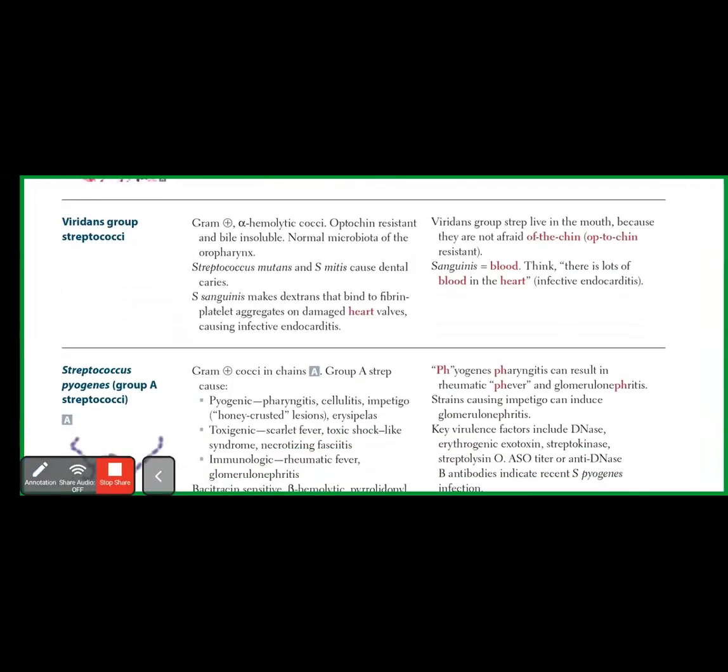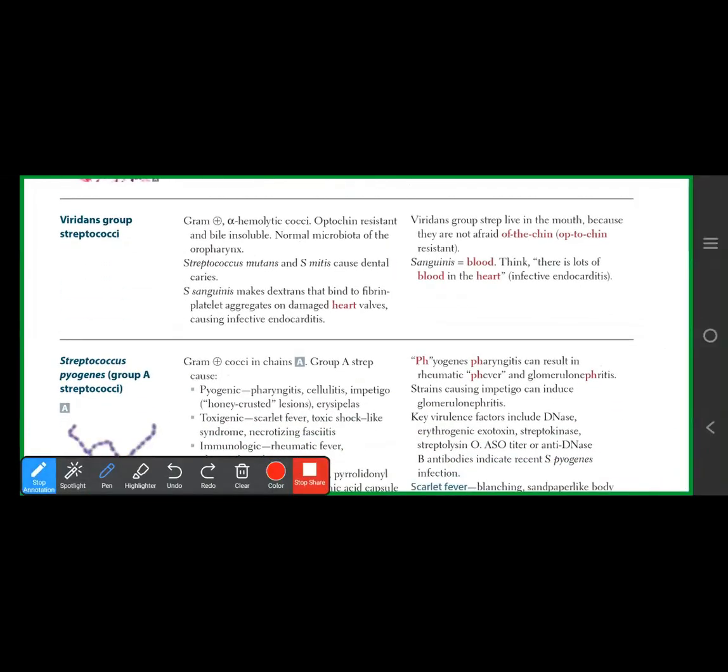Viridans, apart from the characteristics, what I want you guys to remember for the differentiation is that it's resistant to optochin. Okay, because the alpha hemolytic and optochin sensitive one is going to be your Streptococcus pneumoniae. Okay, the viridans, they actually live in the mouth, because they are not afraid of the chin. I want you guys to remember that as a mnemonic, so they live in the mouth. But the major virulence factor is that they can produce biofilm, and this biofilm can adhere to the tooth enamel, and fibrin platelet aggregations are going to be seen. Okay, the biofilm is what you have to remember.